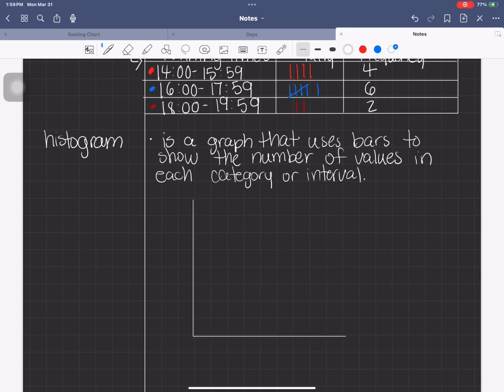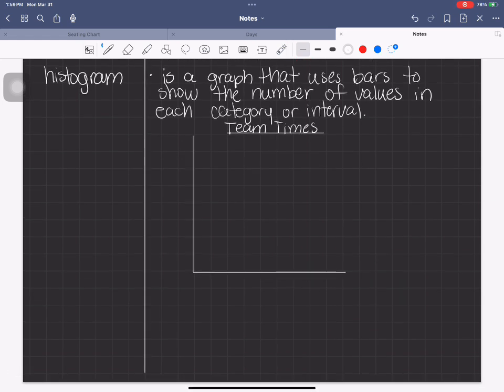So follow along as I start drawing this histogram. I start by labeling it. Our title is Team Times. My intervals are going to go here down at the bottom. So 14 minutes to 15:59, 16 to 17:59, 18 to 19:59. And these are my minutes. So I'm going to title this down here, minutes.